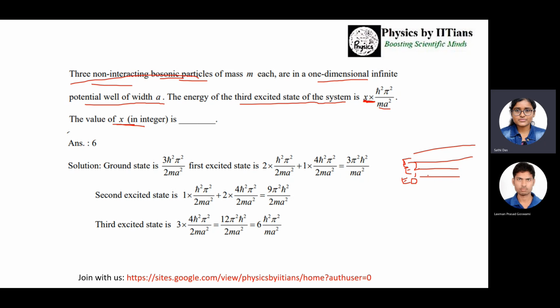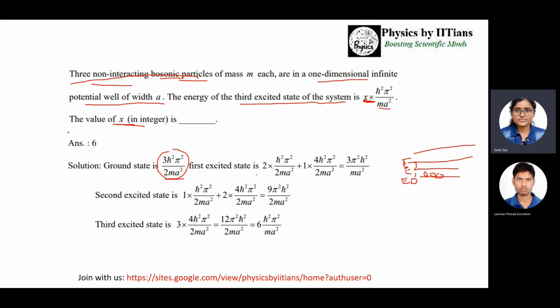First of all, for the ground state, all the bosons will stay together in the ground state. So the energy will be pi square h cross square by 2m a square, where n is 1, plus pi square h cross square by 2m a square, plus pi square h cross square by 2m a square. So it will give you 3 pi square h cross square by 2m a square. This is the ground state.